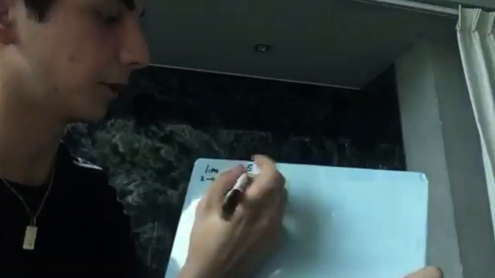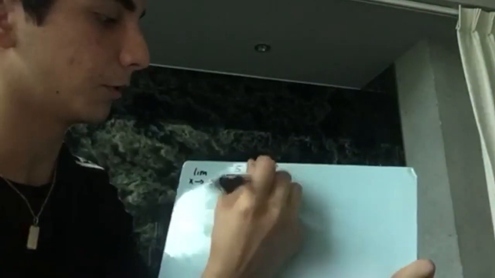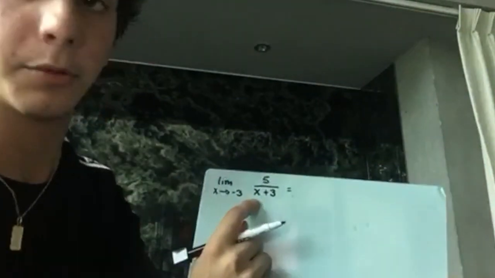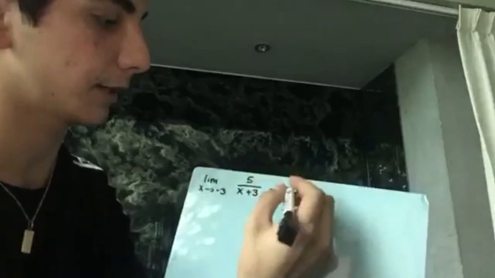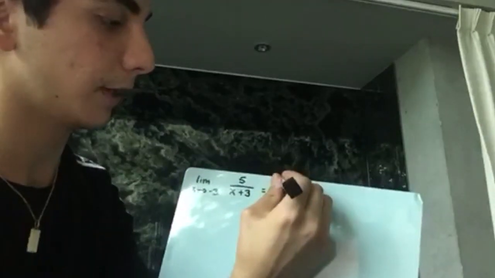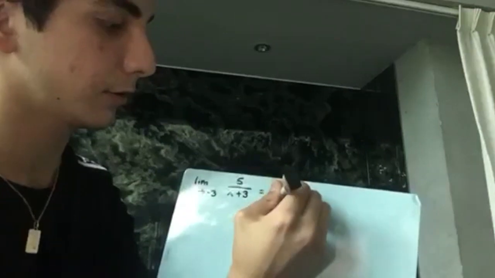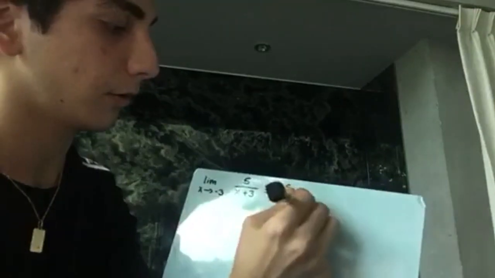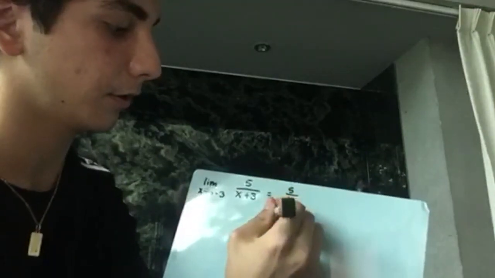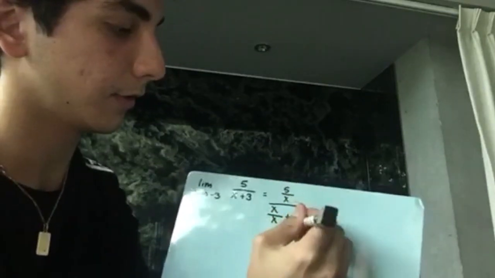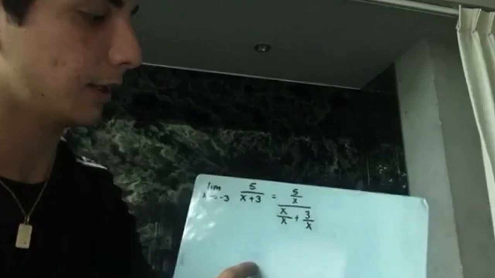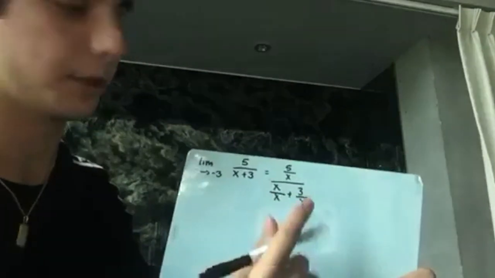Since it's not factorable anymore, we take the variable with the largest exponent, which is the only variable here, x, and it is going to divide every other value. So x divided by x, 3 divided by x. After this, we're going to evaluate.